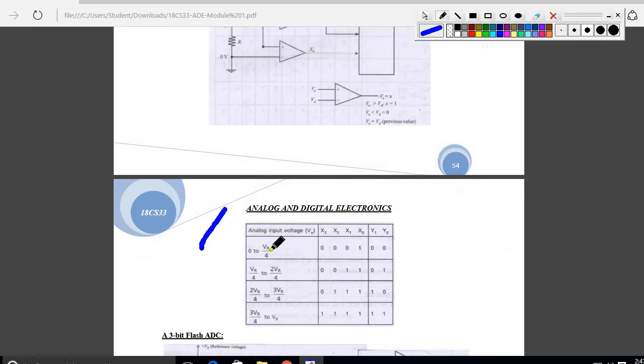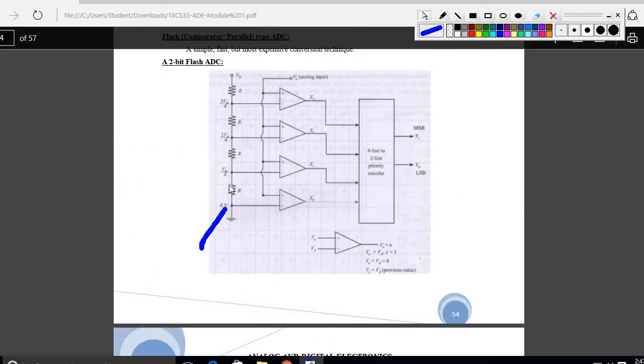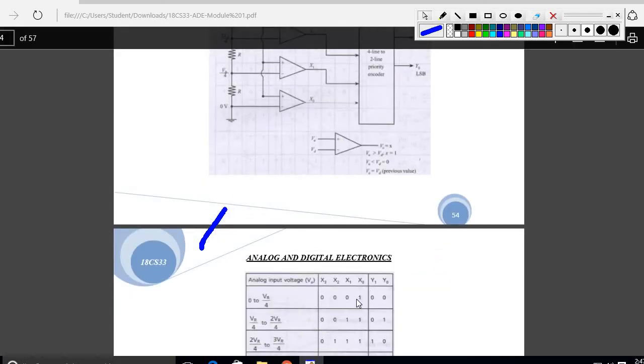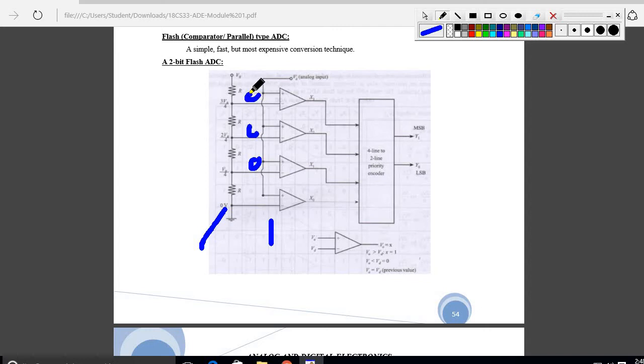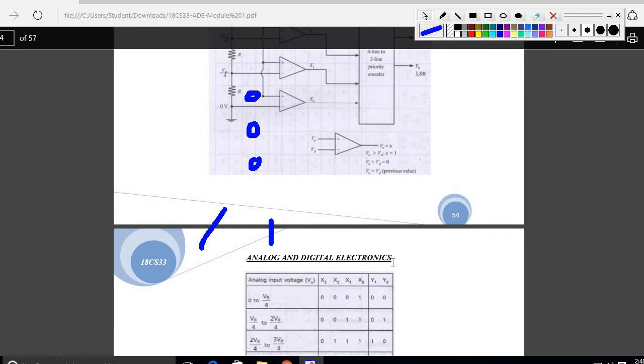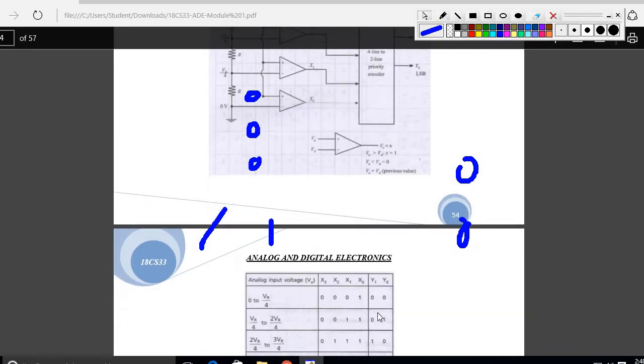See here this particular diagram, 0 to VR by 4, first operational amplifier, 0 to VR by 4, what should it be? Inputs are x0, x1, x2, x3, which means this should be 1, these are all 0, 0, this should be 1, this should be 0, 0 and 0, like that. See here 1 0 0 0, what should the output be? Here for the first it is 0 0, getting like that.